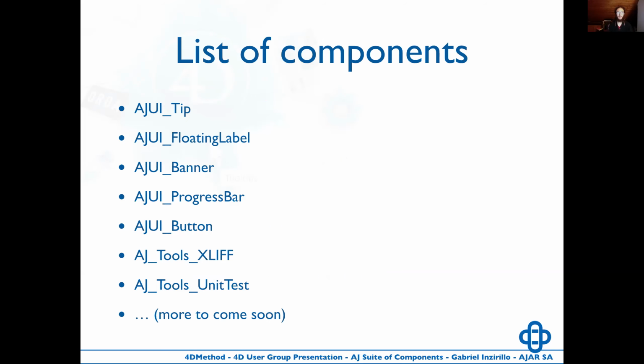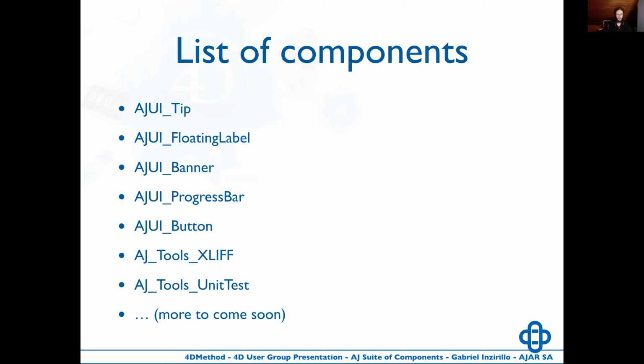The list of components released today is seven. We have Tip, which displays a nice and complex tip. Floating Label is a small component that helps you show a nice label. We have Banner, Progress Bar, and Button, which are all UI components, and we have some more tools components. XLIFF is to manage all your XLIFF strings in many languages. And the last one is Unit Test, which was inspired by a guru of test-driven development in JavaScript, Eric Elliott. I was really inspired to do something as simple as he described in his post, within 4D.